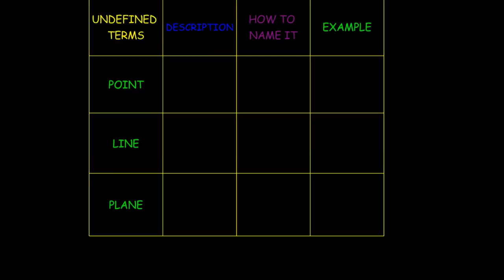Okay, so a description of a point. Description of a point could be like it's a location. It doesn't have a shape or a size. Even though we put a dot to represent a point, it has neither shape nor size. All right, so how do we name it? Well, we name it with a capital letter. So let's say that I have this point R. We say point R, and we use capital letters to name points.